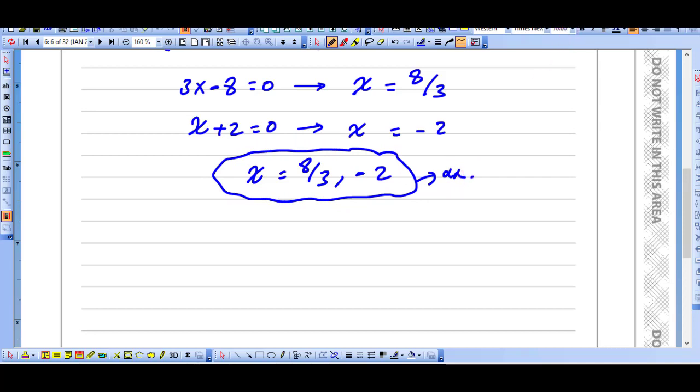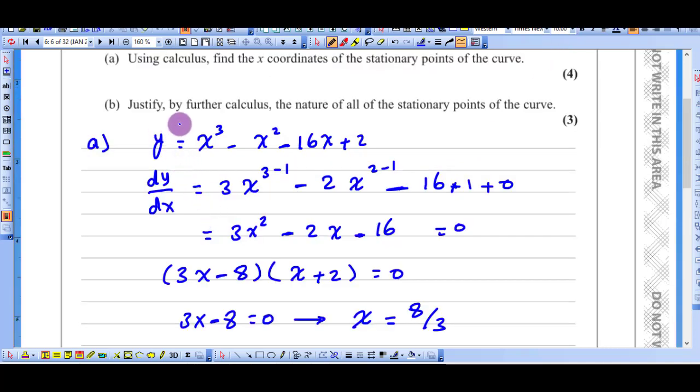Let us go ahead. Justify by further calculus the nature of all the stationary points of the curve.